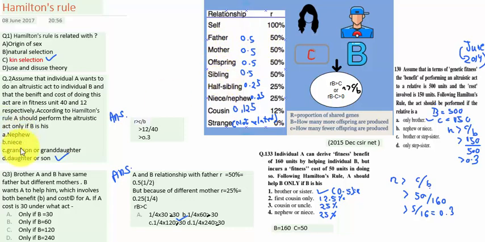So in this case, the option is offspring, that is 0.5, which is greater than 0.3. So the answer is D.